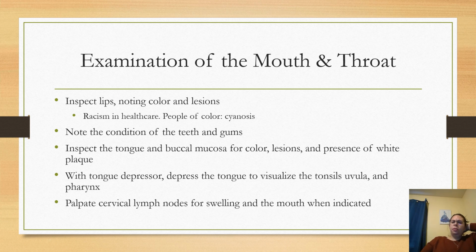And then you do use the tongue depressor to depress the tongue to visualize the tonsils, uvula, and pharynx. Most of the time, I don't need to use the tongue depressor. I can just have somebody open their mouth really wide and say ah for a long time, and most of the time I can get a good enough view without gagging them. And then palpate for cervical lymph nodes for swelling.